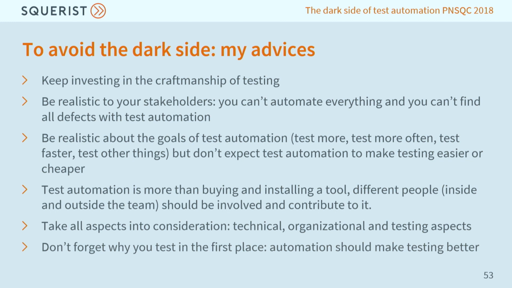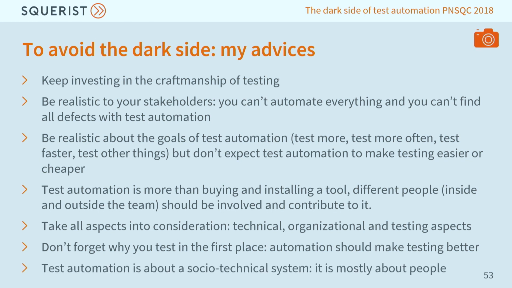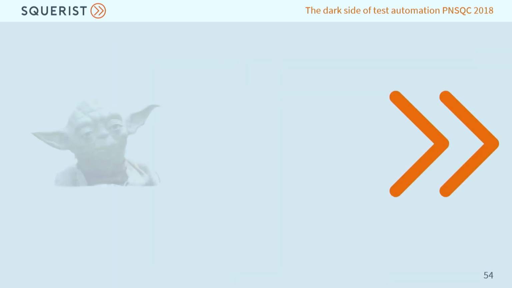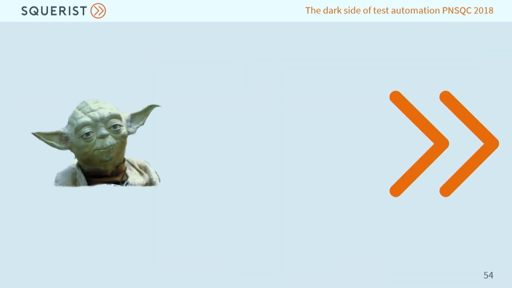And don't forget why we test in the first place. Automation should help us to make testing better, not replace testing. And the last one is test automation is a socio-technical system. It's people above technology. That's how I would like to summarize it. Do or do not. There is no try.